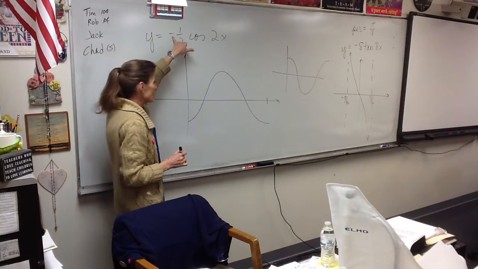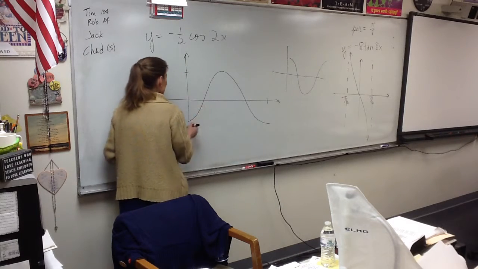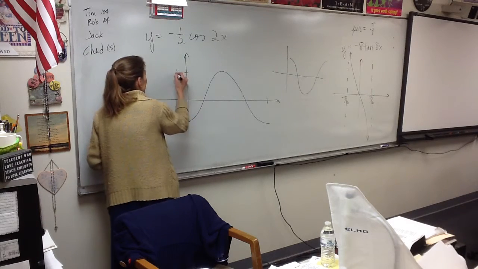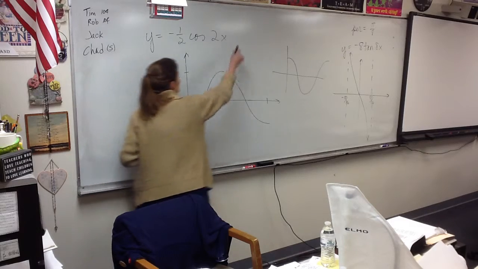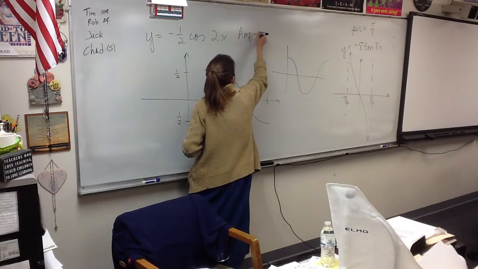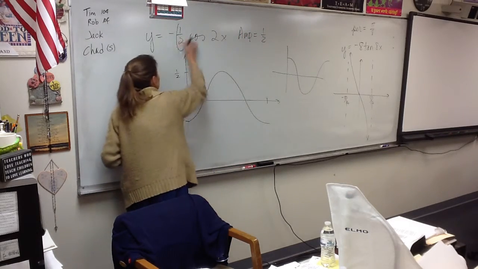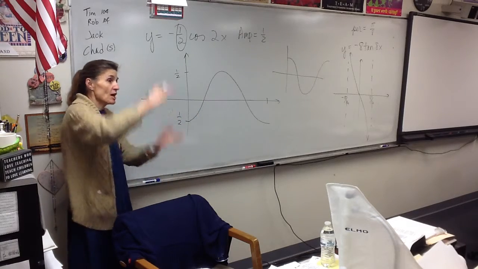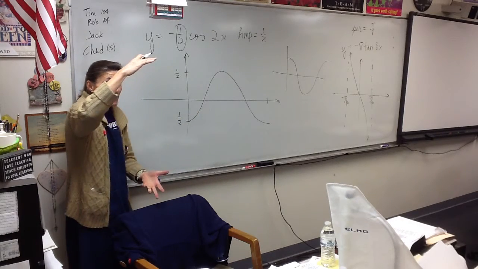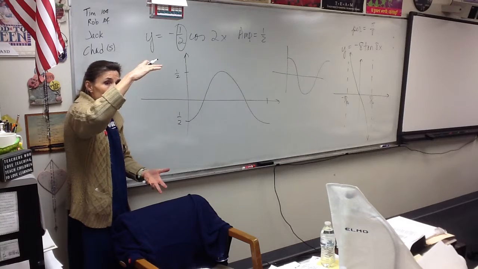Right? Now, how high is this curve? 1/2. Its amplitude is 1/2. This is your amplitude. That tells you how high your curves are, your hills and valleys. Right?